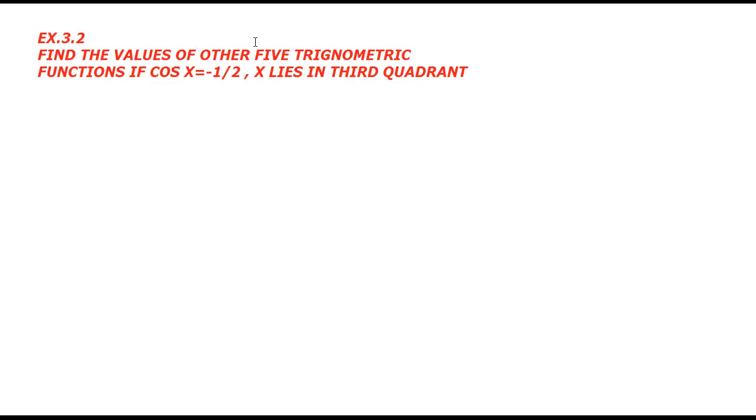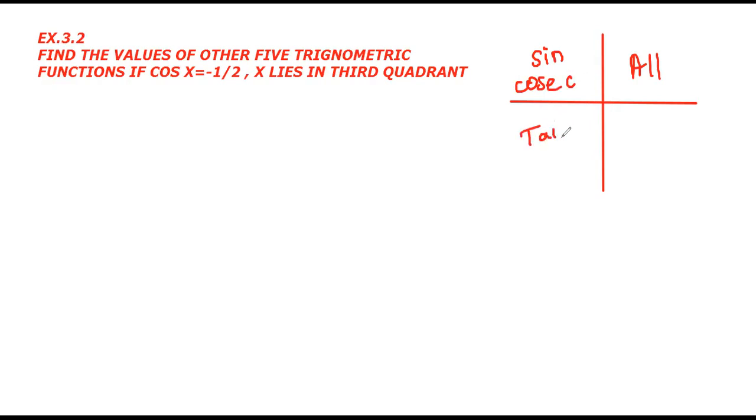So you know these quadrant concepts, right? Like you do have these 4 quadrants. You know this all silver teacup. Here, all the ratios are positive. Here, sine and its reciprocal cosecant are positive. Tan and cot are positive. Cos and secant are positive.